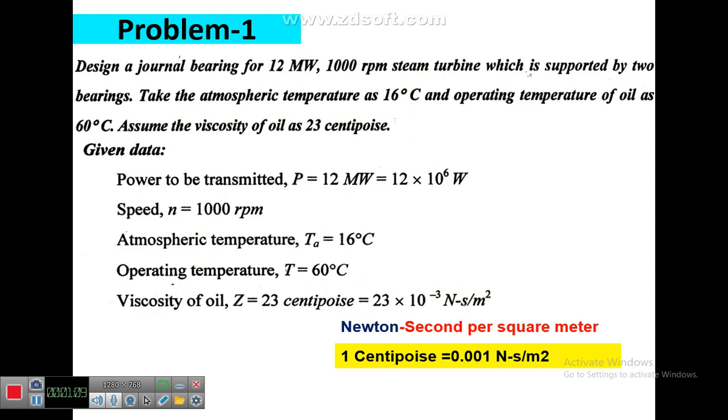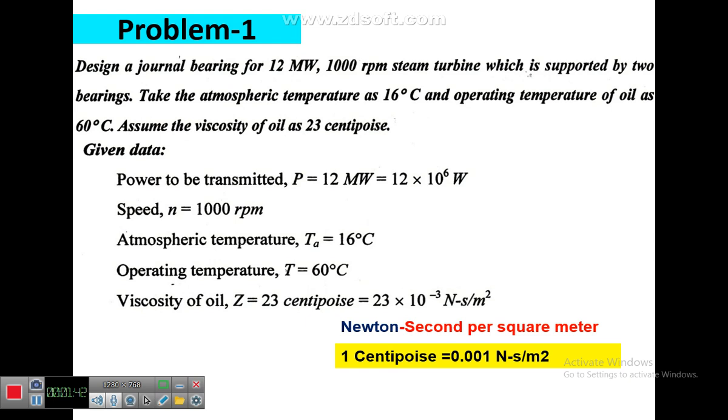Coming to an example problem from journal bearing, the power transmitted is given as 12 megawatts. You can convert it into watts by multiplying by 10 power 6. Then speed N is given, that is 1000 rpm, and atmospheric temperature Ta is given as 16 degrees Celsius, and operating temperature is 60 degrees Celsius, and the viscosity of the oil, given in centipoise, is 23.